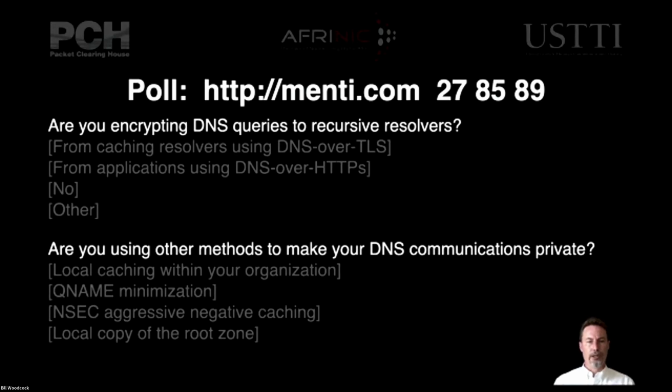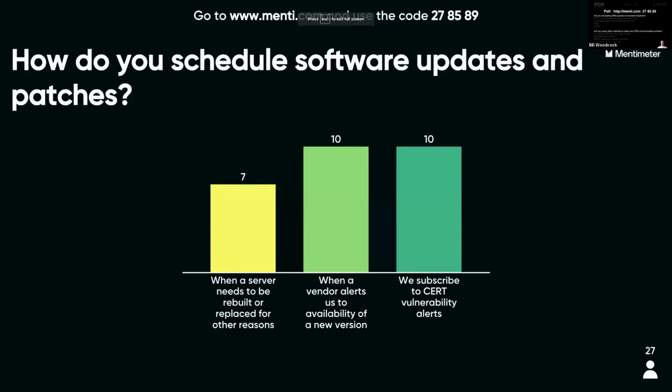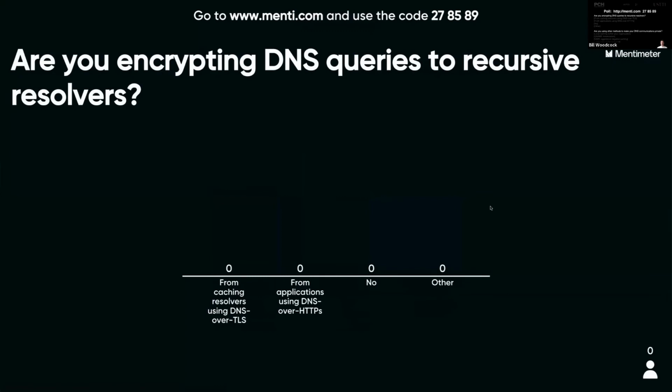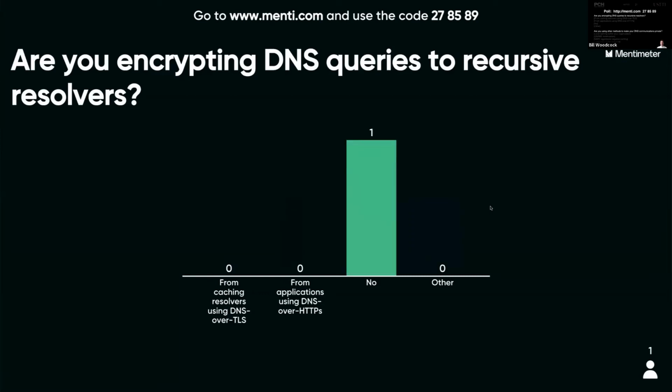And this one is, are you encrypting DNS queries to recursive resolvers? And the second question is, are you using other methods to make your DNS communications private? So first question, are you encrypting from caching resolvers using DNS over TLS, or from applications using DNS over HTTPS? So that's like Mozilla, for instance. Using DNS over TLS would mean you're running a recursive cache, or you've somehow otherwise implemented DNS over TLS, and you're sending your queries to a recursive resolver that way. And then no is not encrypting, and other is kind of the catch-all, as there are a lot of different possibilities there.